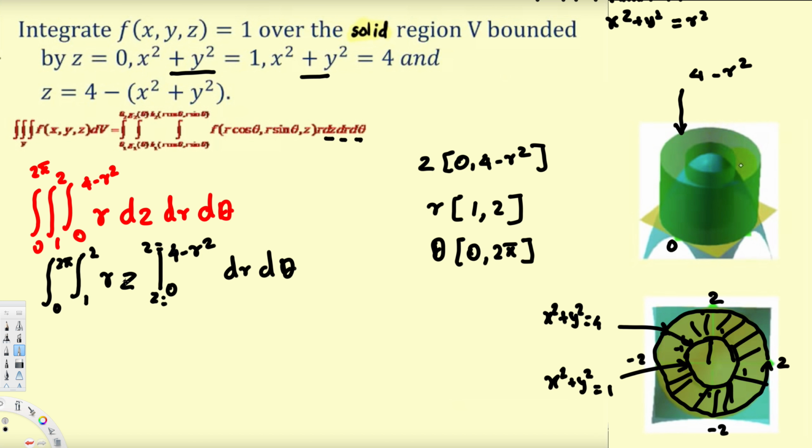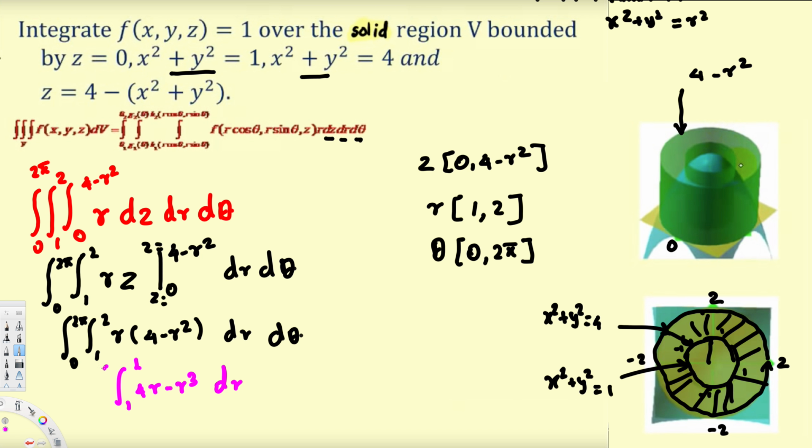Now we are going to replace this z with 4 minus r square. If we do that, this is going to be r times 4 minus r square, and minus 0 times r, that's going to be just 0, so we don't have to write that one. So this is going to be 1 to 2 dr, and here we are going to have 0 to 2 pi d theta. Now let's multiply these two. If you multiply, you will get 4r minus r cube, and we are going to integrate this one with respect to r, and after that we are going to integrate this one with respect to theta.